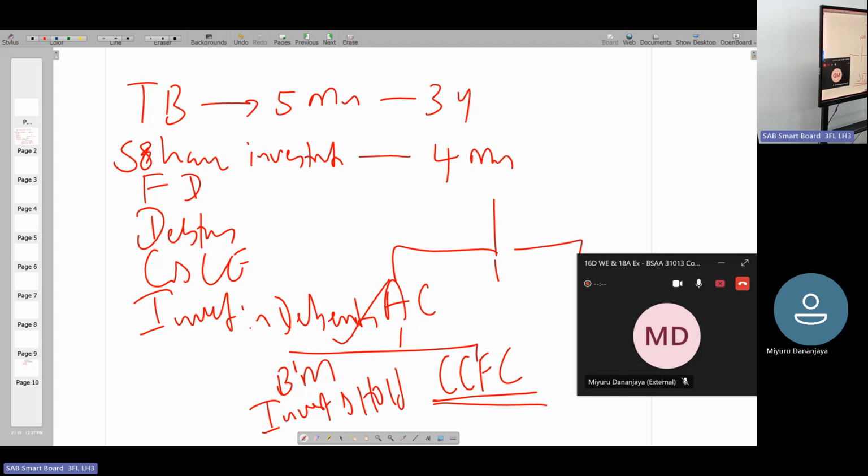Share investment. Let's say you invested in ordinary shares. Are there contractual cash flow characteristics on share investments? Do you have experience in investing in shares? Are there contractual cash flow characteristics? Yes or no?